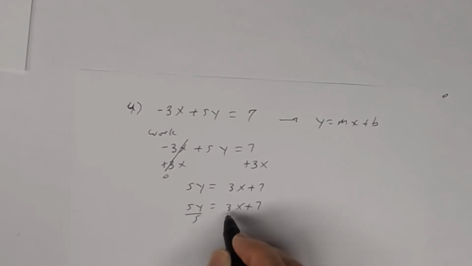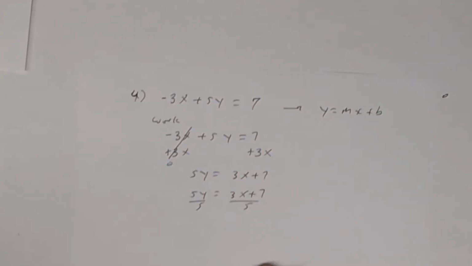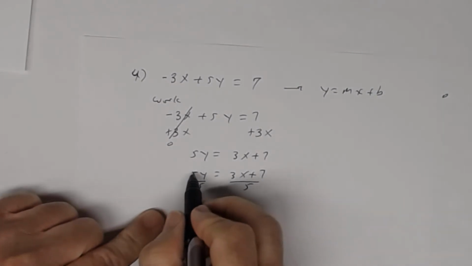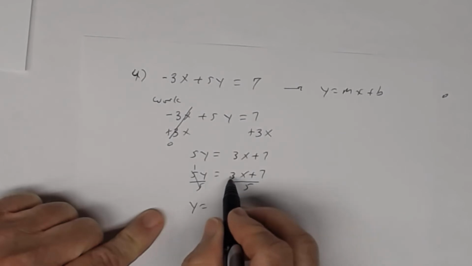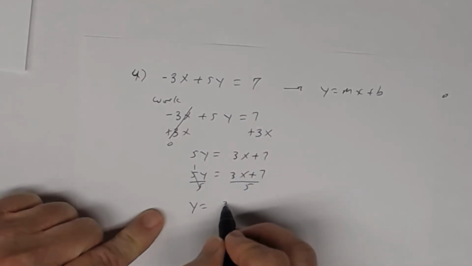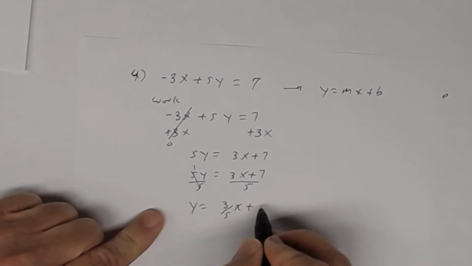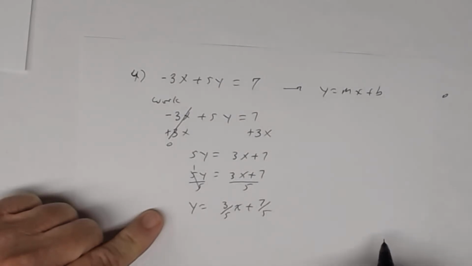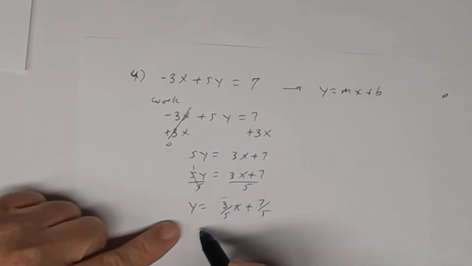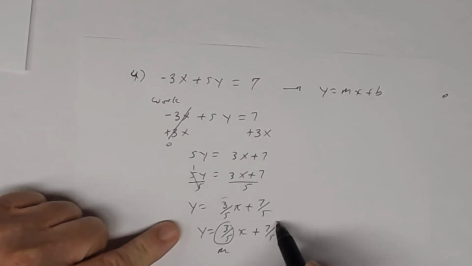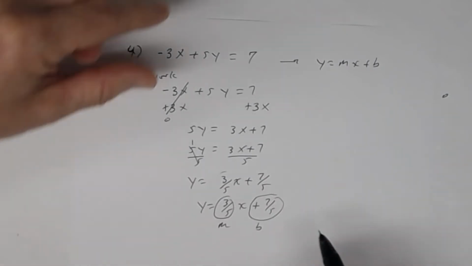You can divide both sides by 5, right? What you do to one side, you do to the other. So now you have y by itself equals, and now let's put this as two fractions: 3/5 x plus 7/5. So now you have it in slope-intercept form. So this is your slope, right? I'm going to go ahead and write it over. All right, so this is your slope, and this is your y-intercept. So the y-intercept is a positive 7/5.